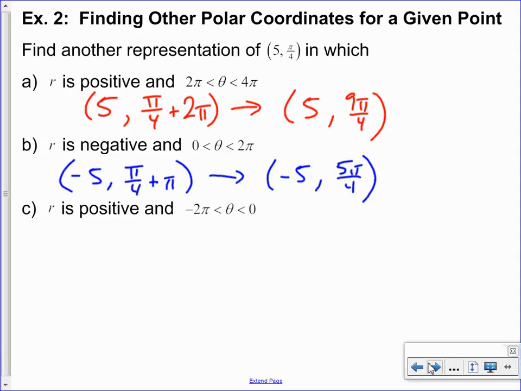R is positive, and you want the angle to be between 0 and negative pi over 2. So just subtract 2 pi, go the other way around. So the 5, pi over 4 minus 2 pi. Because it does matter if you add or subtract 2 pi.